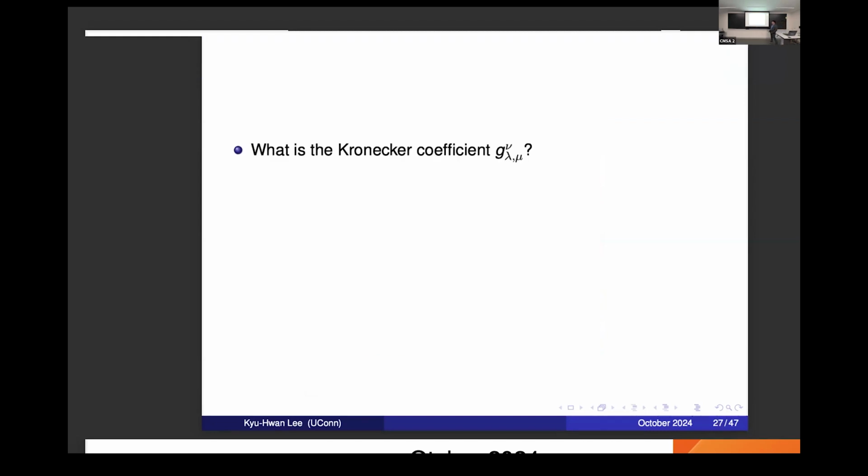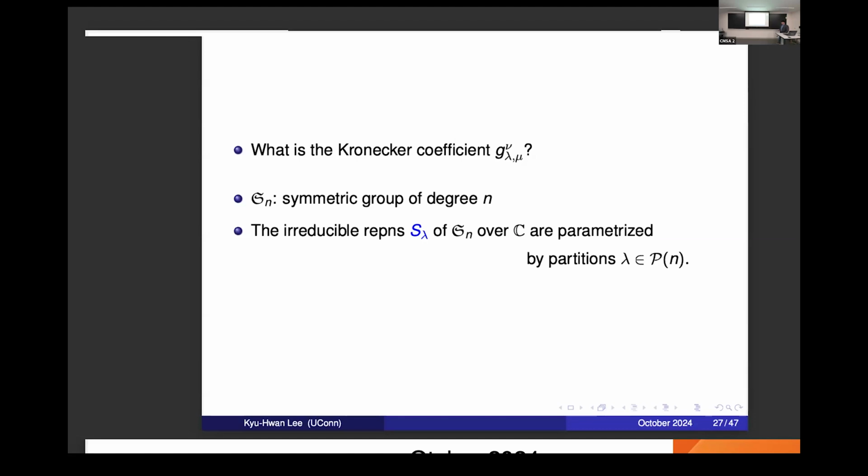I have not defined the Kronecker coefficient yet. So what is the Kronecker coefficient? The Kronecker coefficient describes the decomposition of a tensor product representation of a symmetric group into irreducible components. Let me fix notation to make it precise. Let S_n be the symmetric group of degree n. We know that the irreducible representations of the symmetric group over C are parameterized by partitions lambda. Here S_lambda is the notation for the irreducible representation, and P(n) is the set of partitions.